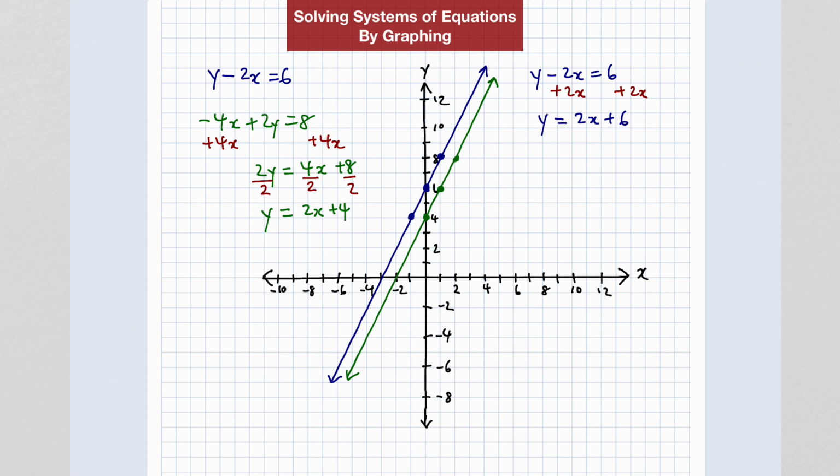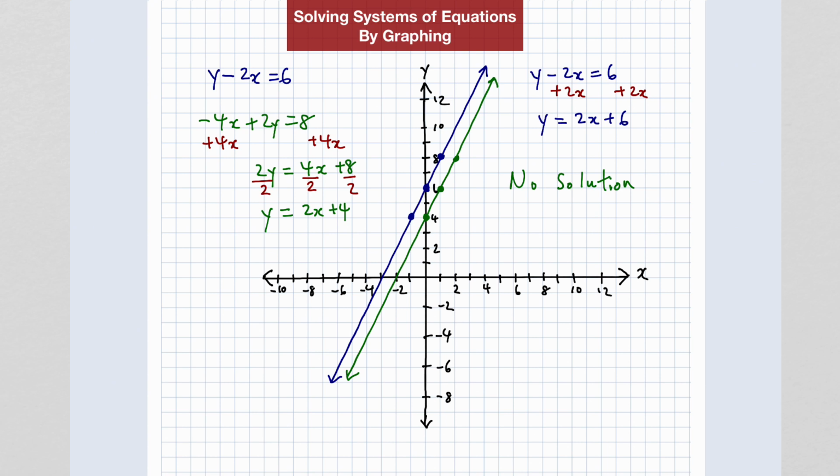And what you notice is that both the blue and the green lines are parallel to each other, which means there is no intersection whatsoever. And when this happens, the answer becomes no solutions. No solution.